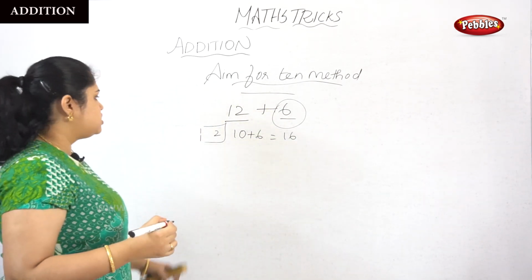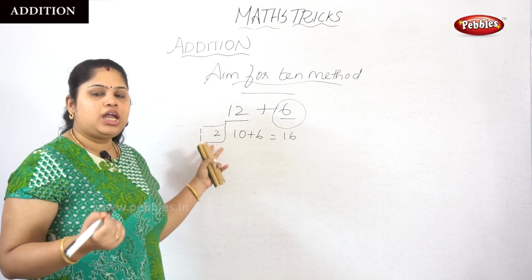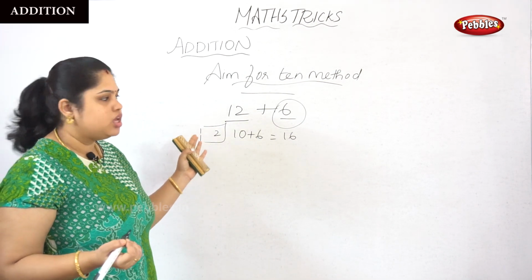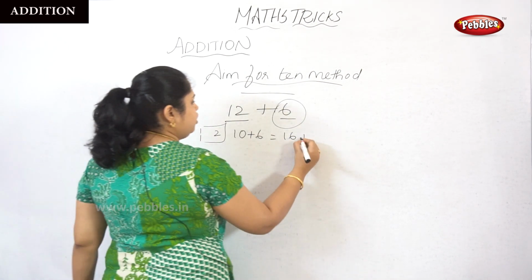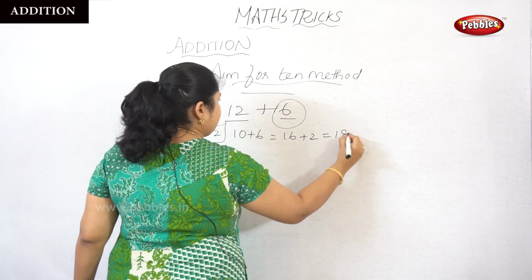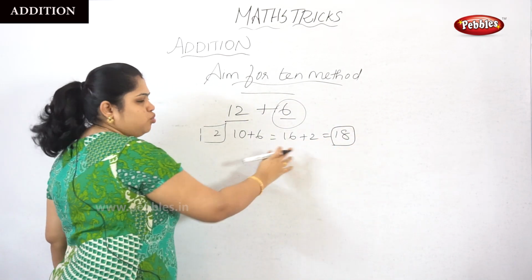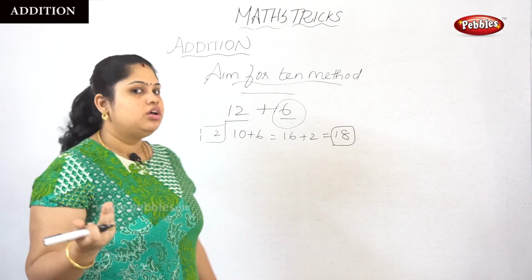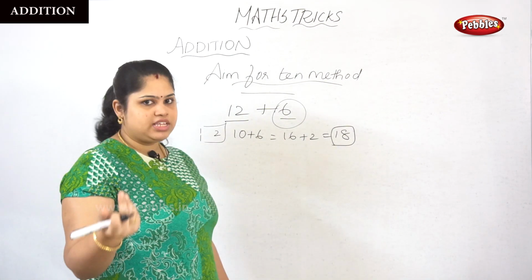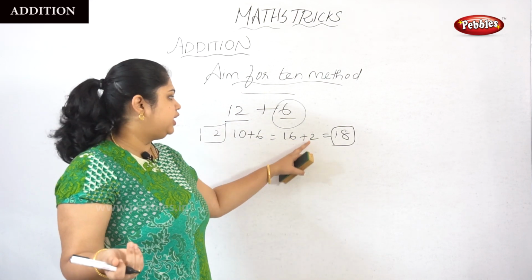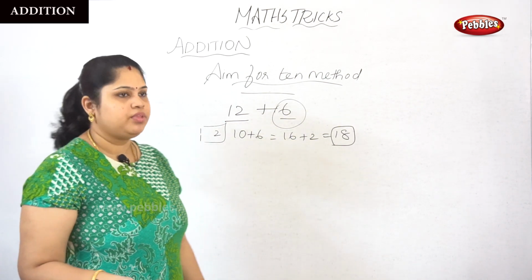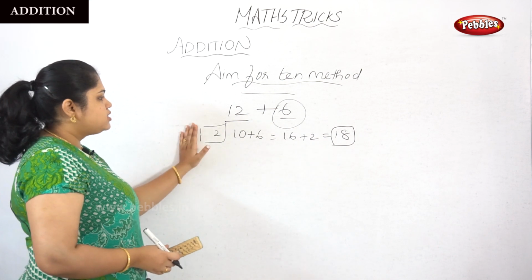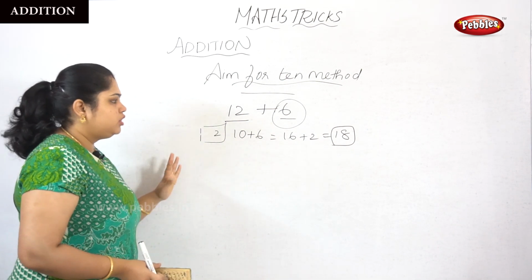Of course, it's a very small number, we can make the calculation. 16 plus 2 is equal to 18. It is a very small number, so we don't need to think logically. You can go with the very simple step. After 17, 18. So 18 is the answer. Listen, this is the aim for 10 method.